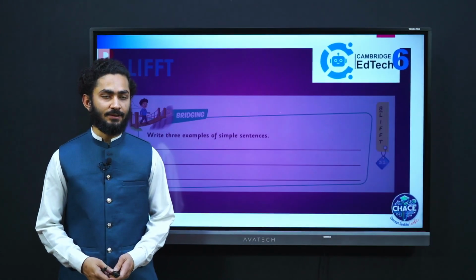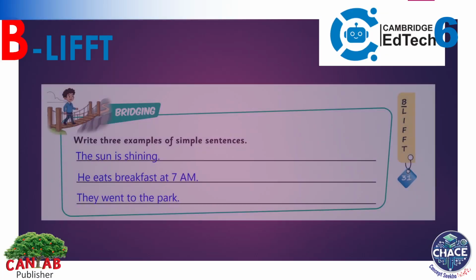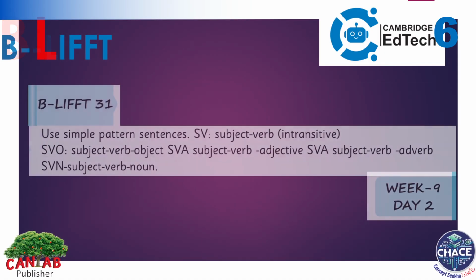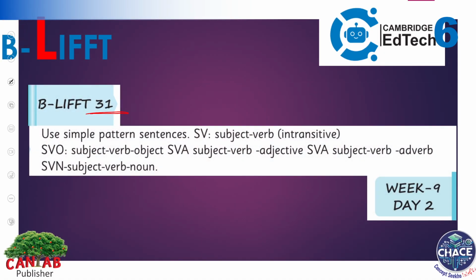Let's start our lecture. Here's the bridging and here's the answer of that bridging. I hope you have solved it. And today we are going to discuss BLIFT number 39, in which we are going to study how to use simple pattern sentences like the SV subject verb pattern, the SVO subject verb object pattern, the SVA subject verb adjective pattern, and the SVA subject verb adverb pattern. First, let's recall what a sentence is.